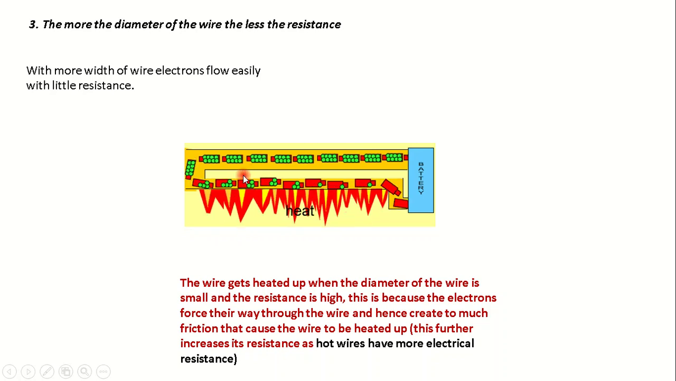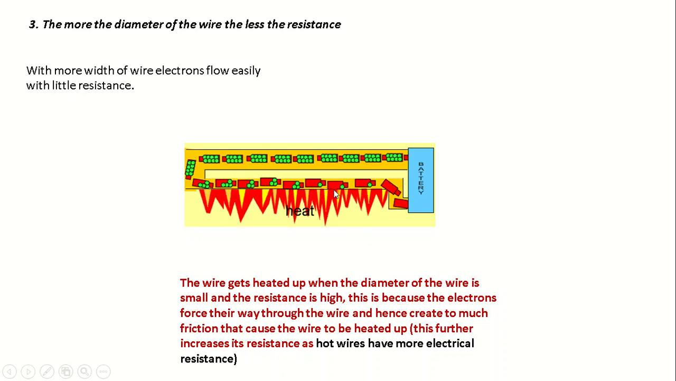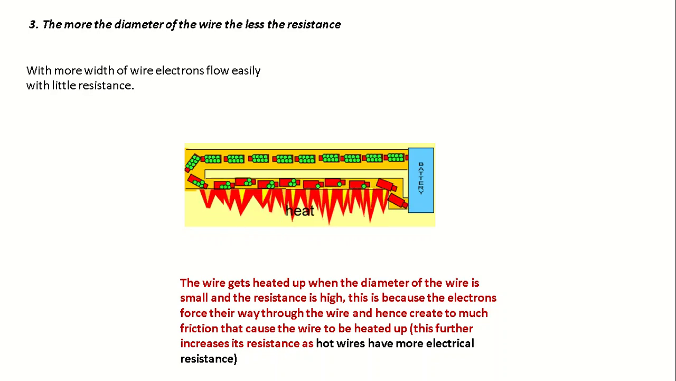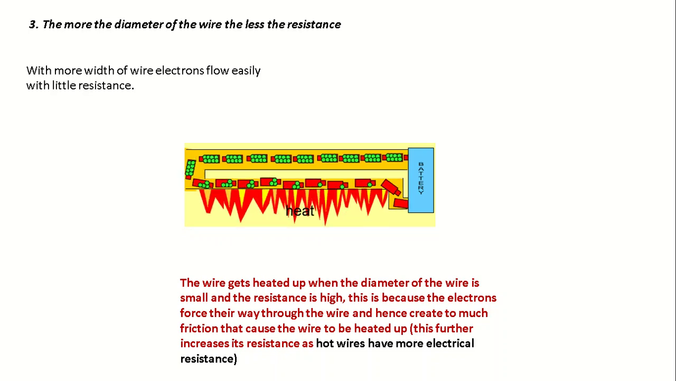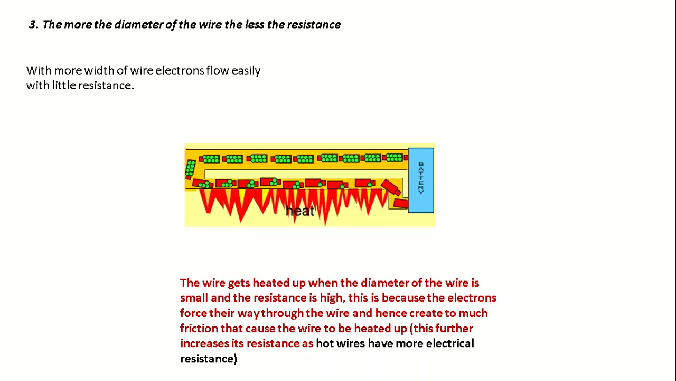Okay, so the wire is extremely heated up here because of friction of the electrons with the particles or the ions in the wire. Okay, at the same time, a heated wire doesn't permit as many electrons to flow through it.